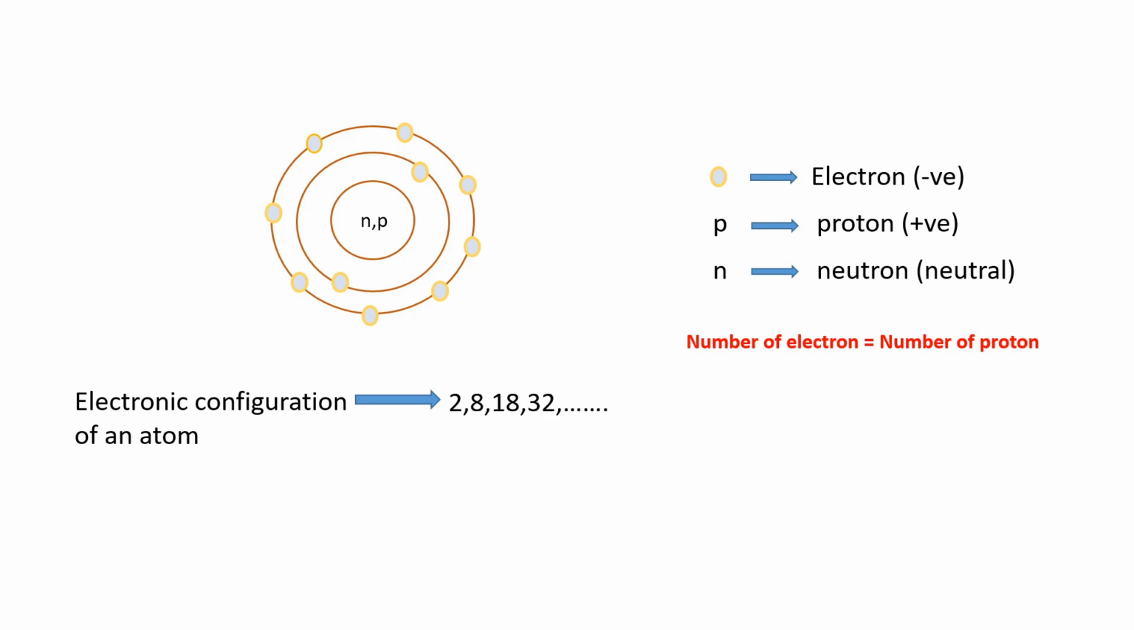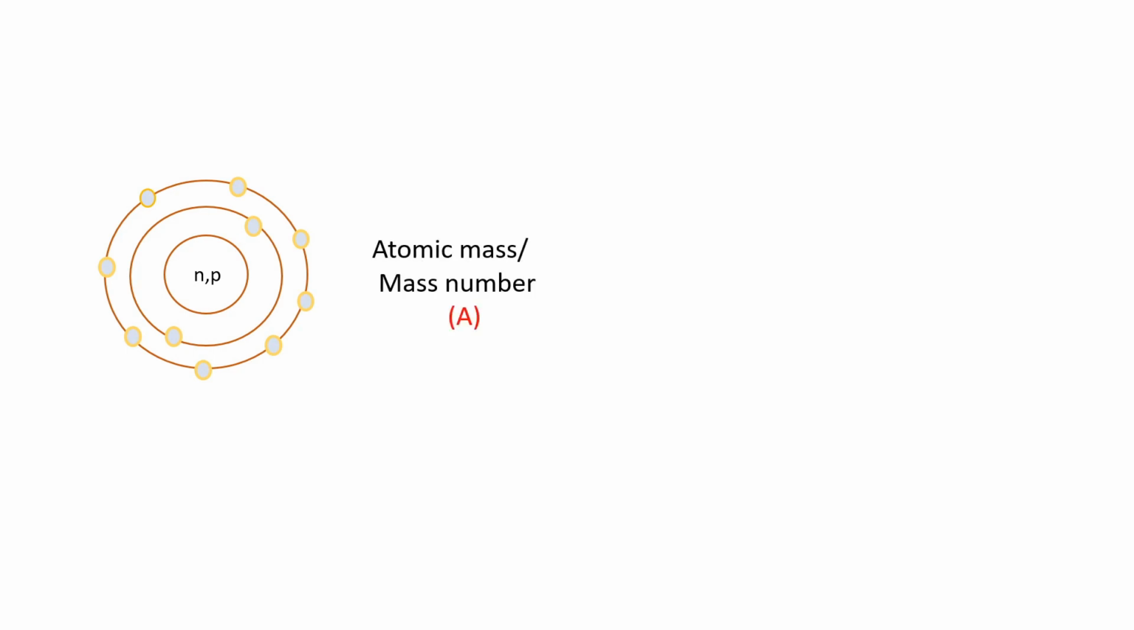Now let's see the two basic definitions of an atom. For this, let's consider an atom again. Here, this is the nucleus where neutrons and protons reside. There are orbitals. In the first orbital, 2 electrons are present. In the second, 8. Now we are going to see the first basic definition of an atom, which is atomic mass or mass number, which is denoted by a capital A.